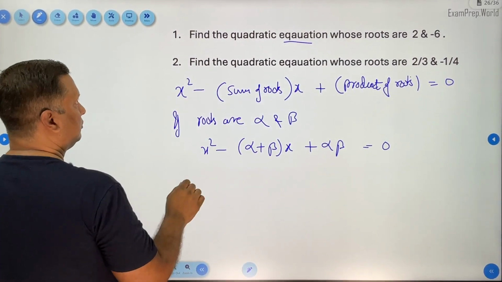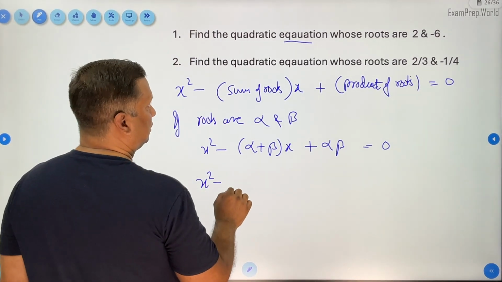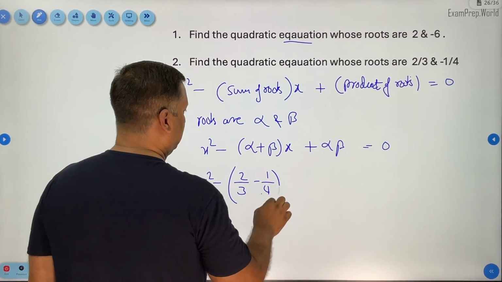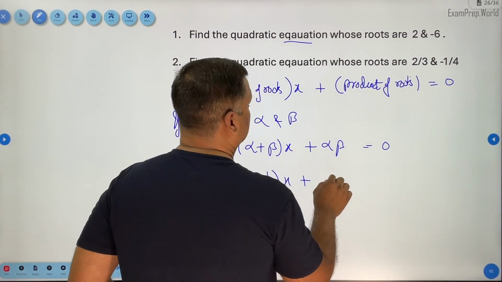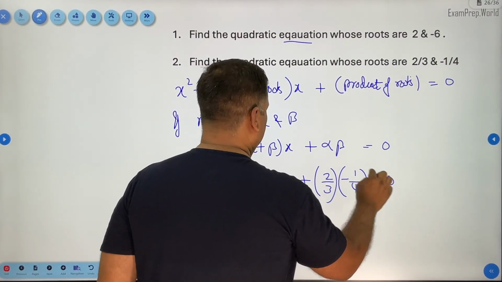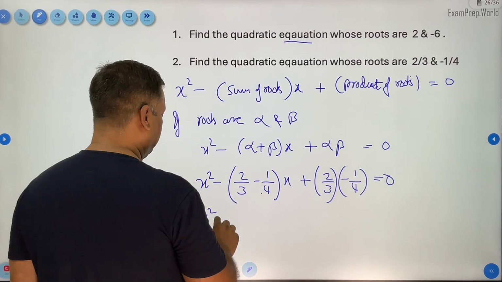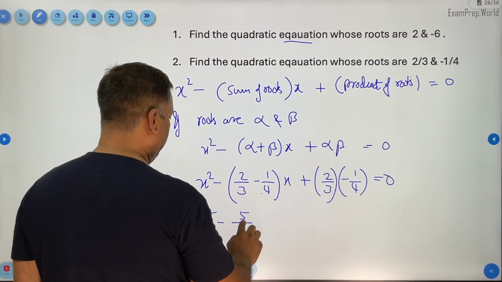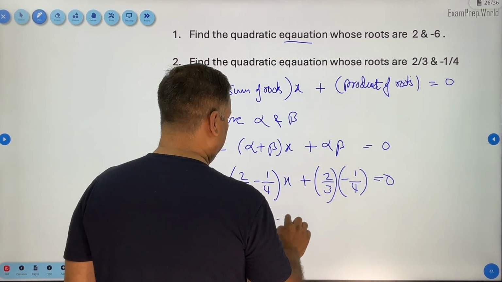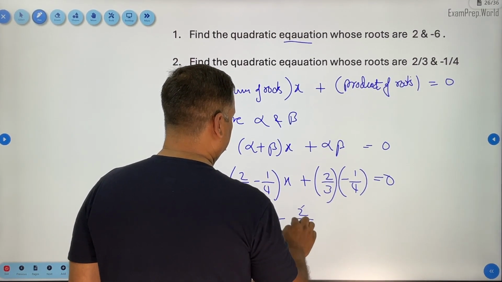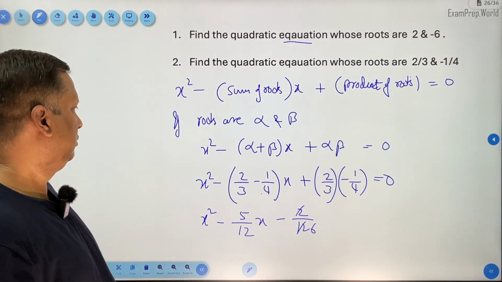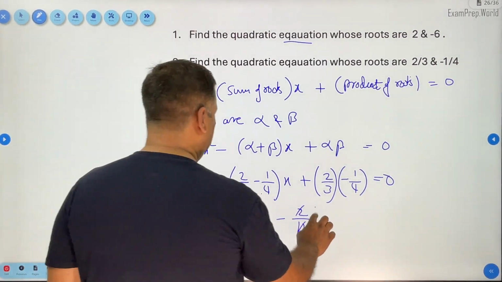Okay, now x square minus (alpha is 2 by 3, beta is negative, so it is negative 1 by 4) x plus 2 by 3 and negative 1 by 4 both are getting multiplied, equal to 0. So what do we get here? X square minus (8 minus 3) 5 by 12x minus 2 by 12, which is 1 by 6, right? Yeah, so it is 1 by 6 equal to 0.